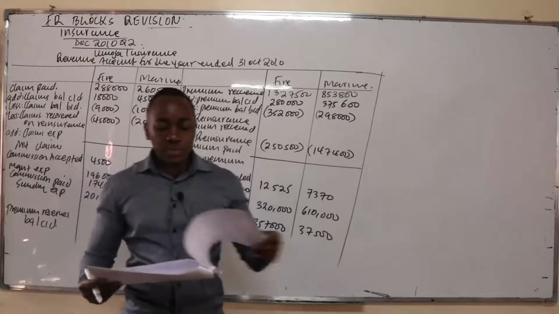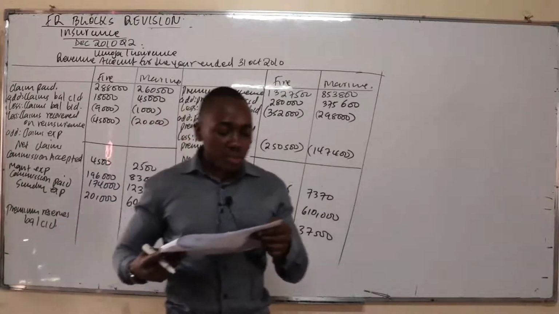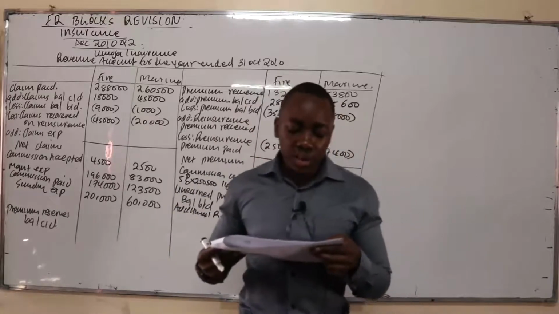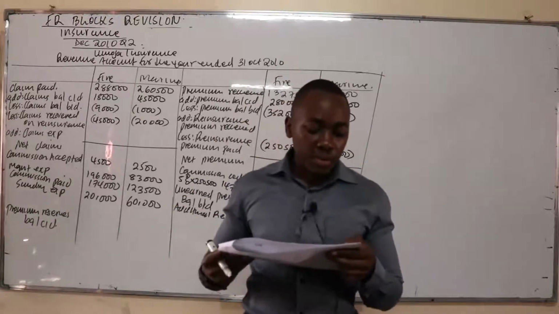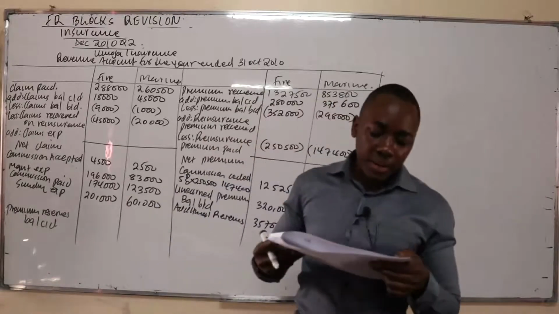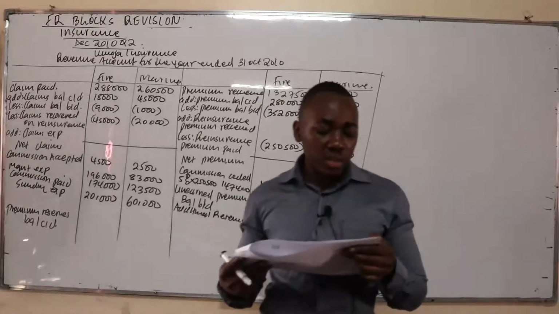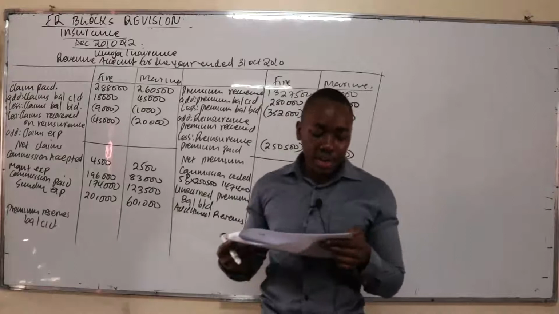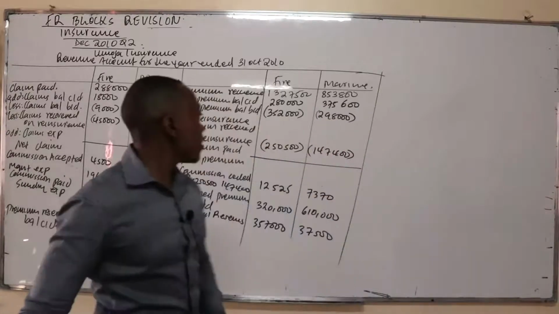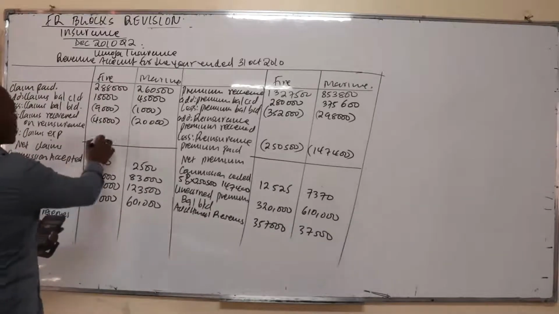Provisions are to be made as follows. Number 1, additional reserve for unexpired risk is to be increased by 5% and 3% of the net premium in respect of fire and marine. Depreciation on furniture and fittings at the rate of 10% per annum on reducing balance. So that one you take it to the general income statement. Taxation and ordinary dividend of 1%. Then before we go to number 4, first of all, let's get the net claims and the net premium.